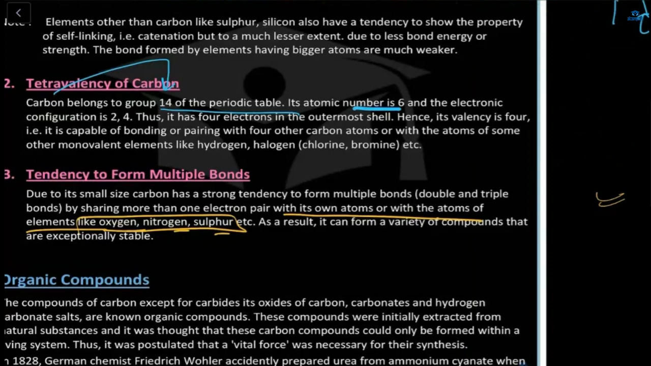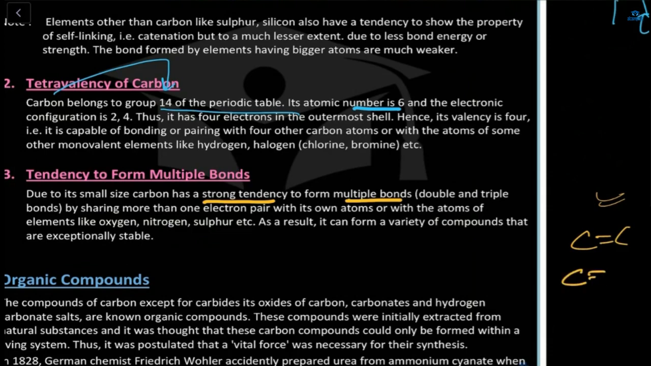Tendency to form multiple bonds. What do you mean by this tendency to form multiple bonds? Due to its small size, carbon has a strong tendency to form multiple bonds. Because of the small size, carbon has a strong tendency to form multiple bonds. For example, carbon can easily form a double bond, like carbon-carbon double bond. Triple bonds are also there.